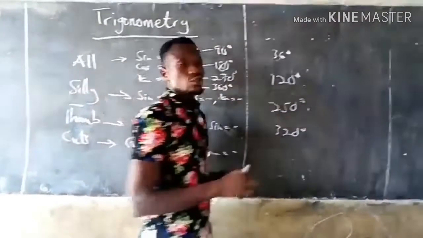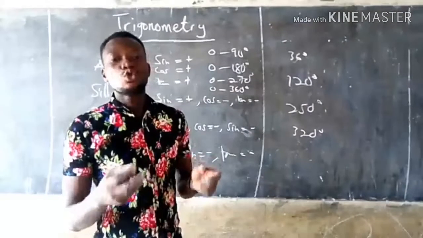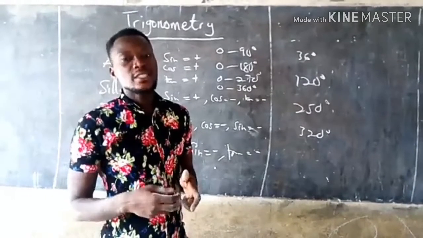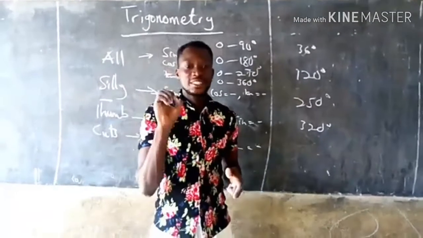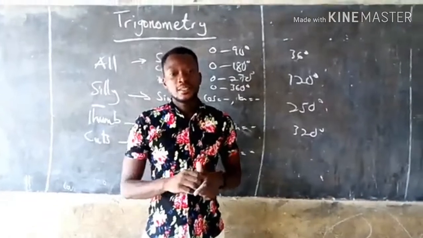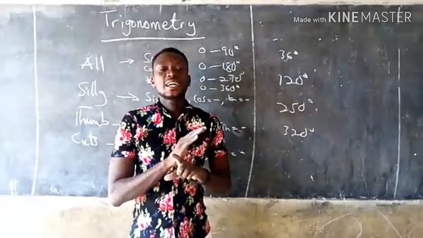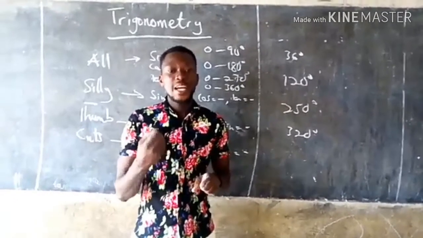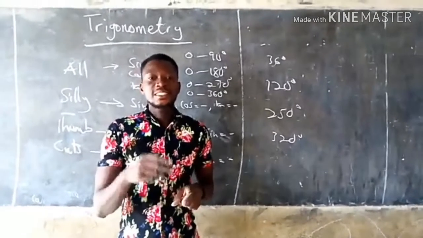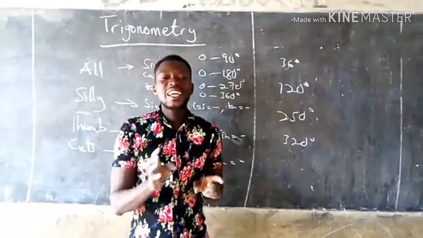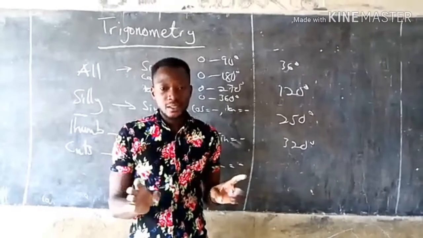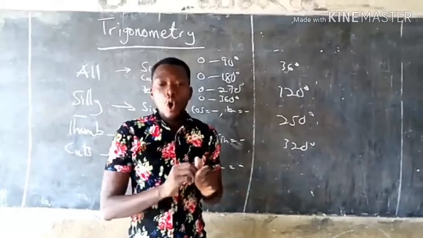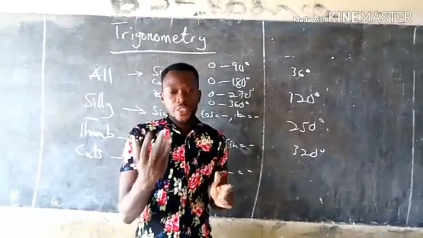Now let's look at how to find the unknown side of a given right angle triangle using the basic trig ratios. But I want to give you this hint. Never forget this. If you want to solve any right angle triangle, you only need the basic trig ratios or Pythagoras theorem. These are the two ways of solving any right angle triangle. It's either you use the basic trig ratios or Pythagoras theorem.